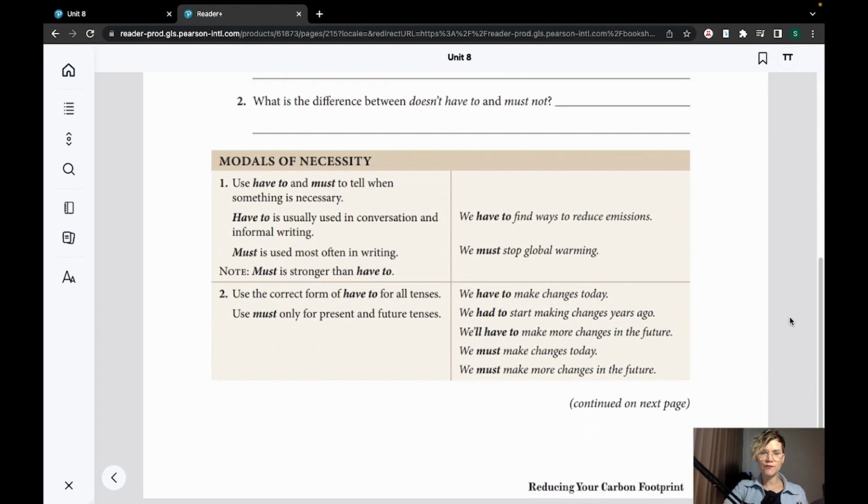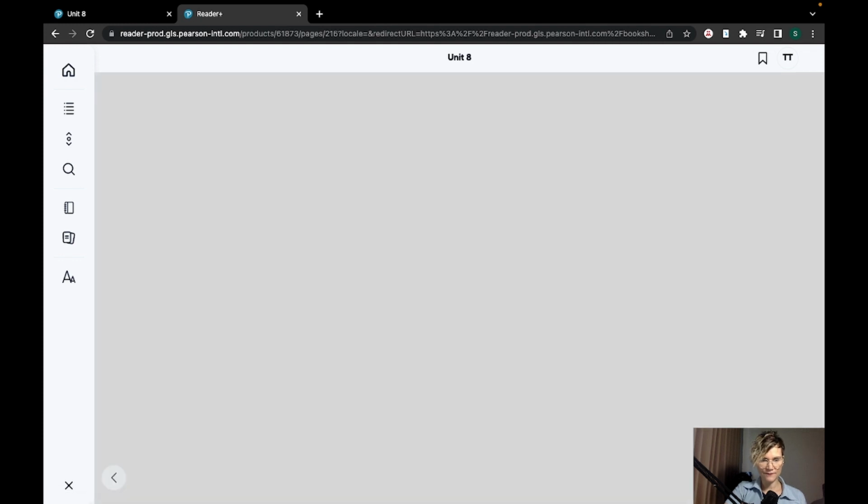Use the correct form of have to for all the tenses. So we have to make changes today. We had to. We will have to. So make sure that you change it in the right tense as it should be written or spoken. Use must only for present and future tenses. Yeah, so future and present. So we can say we must make changes today, or we must make more changes in the future. You do not use must for the past.